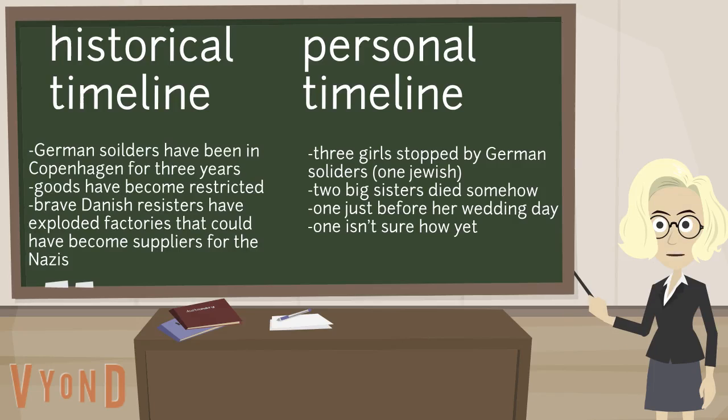Some of the events that happened before the book begins are personal. The big sister of two of the girls died somehow just before her wedding day. One isn't sure how yet. Other events are historical. The German soldiers have been in Copenhagen for 3 years. Goods, including coffee, have become restricted. Brave Danish resisters have exploded factories that could have become suppliers for the Nazis.